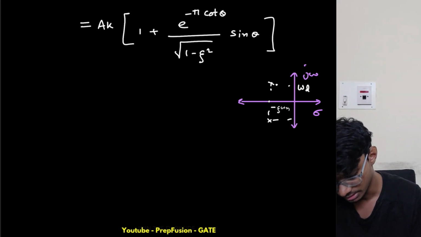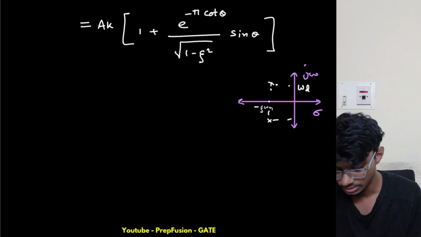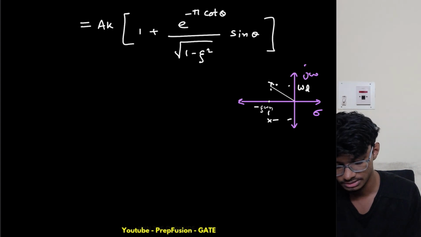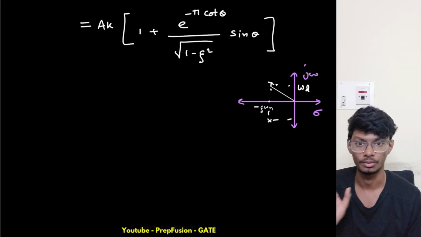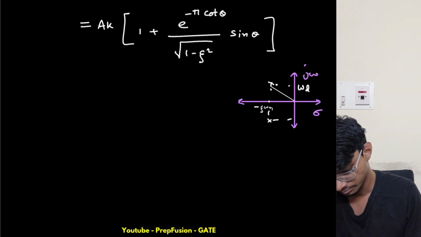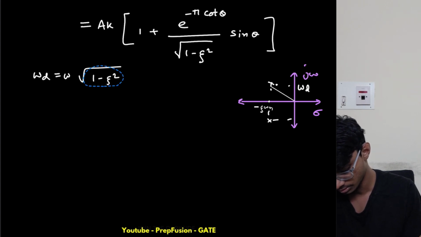And this is my theta, and where does this 1 minus zeta square come from? It comes in this term, right? Omega d equals omega n into under root 1 minus zeta square. So omega d equals under root 1 minus zeta square, and I have omega n outside also. And this zeta omega n is omega n times zeta.